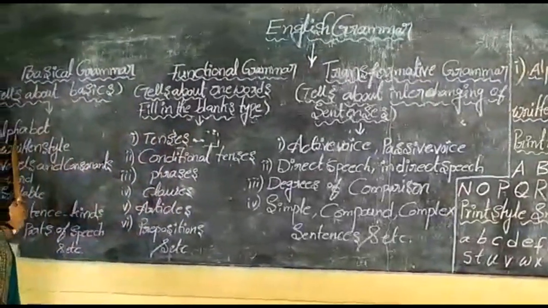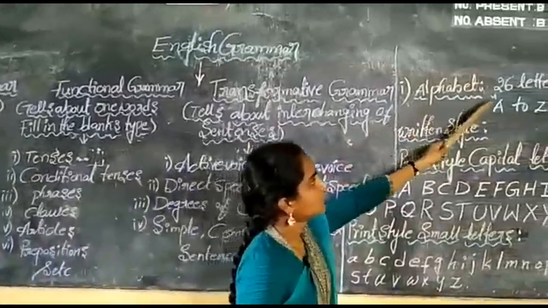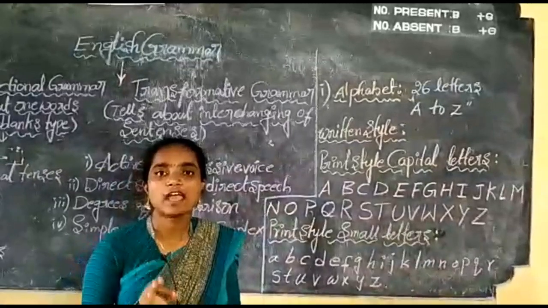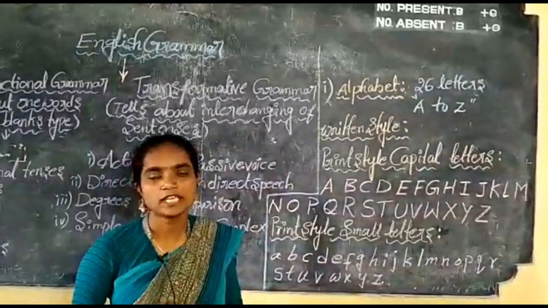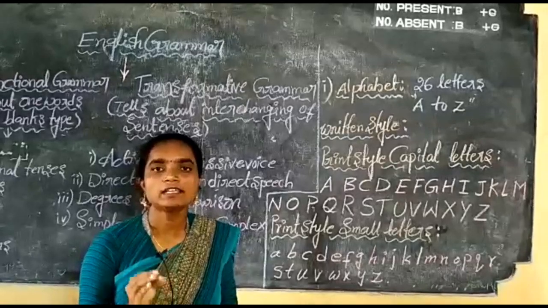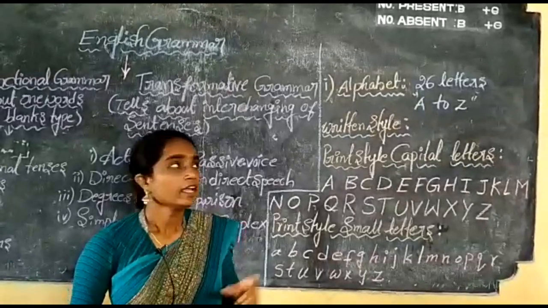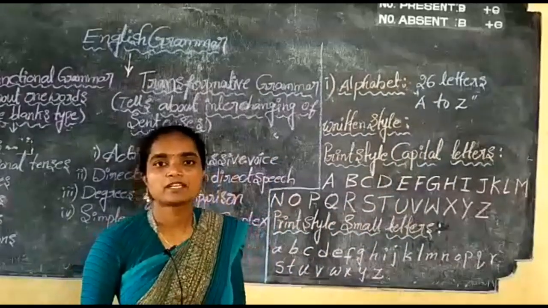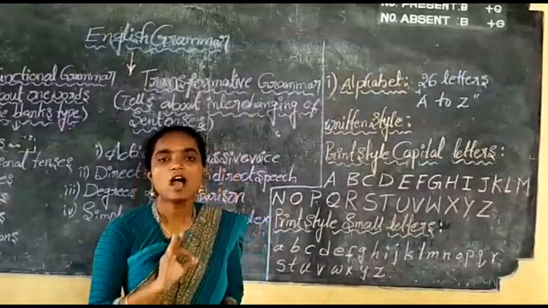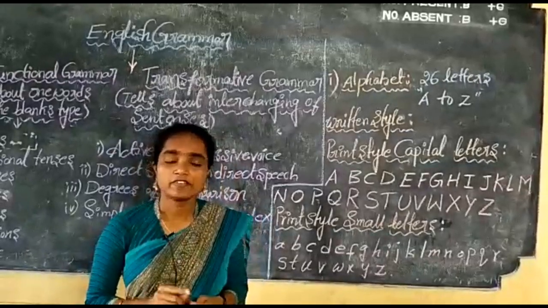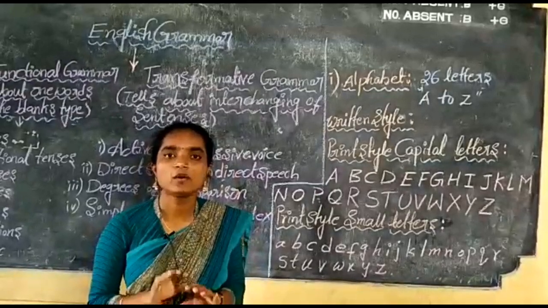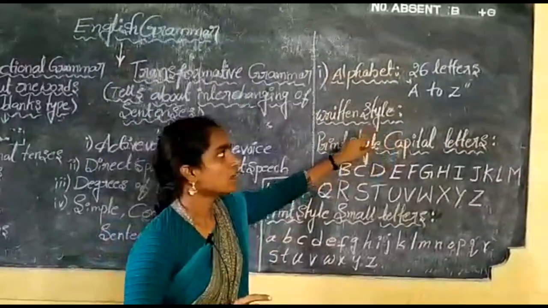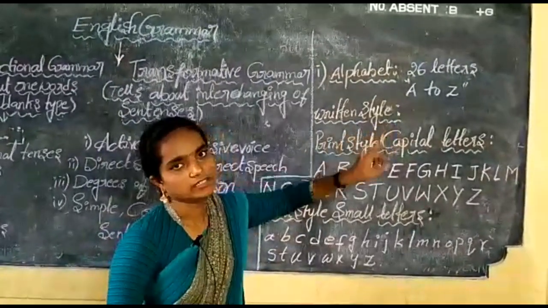First one is alphabet. The alphabet has 26 letters. They are placed in an orderly manner from A to Z. This A to Z order is accepted all over the world. English dictionaries and reference books are written in alphabetical order only. So first one is alphabet, which has 26 letters, A to Z.